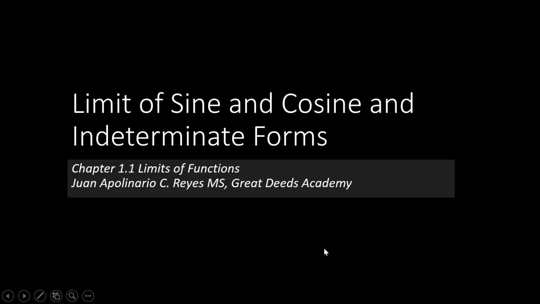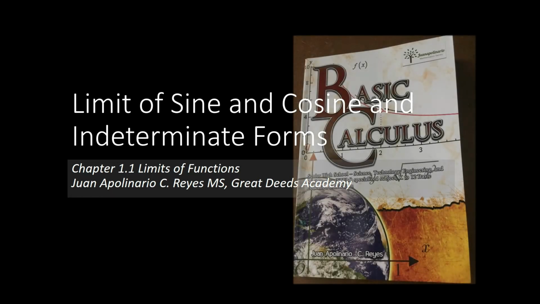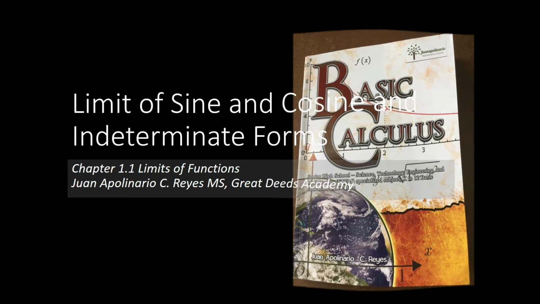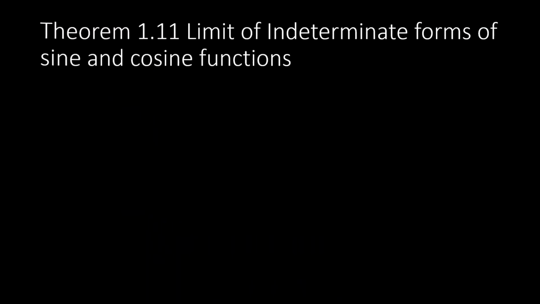Limit of sine and cosine, and the indeterminate forms. In this video, we shall show the first indeterminate forms for sine and cosine, and we shall show how to find their limits. We shall present this as a theorem, but we will not give a formal proof about why these sine and cosine functions came to have these limits. So this is not a formal proof.